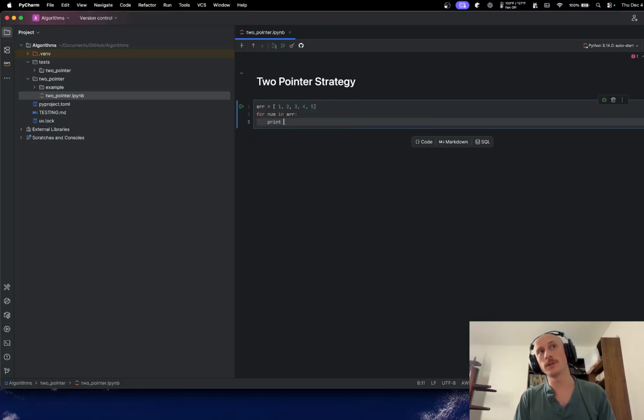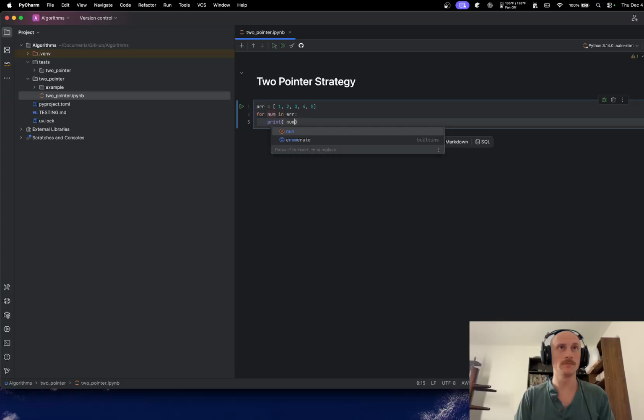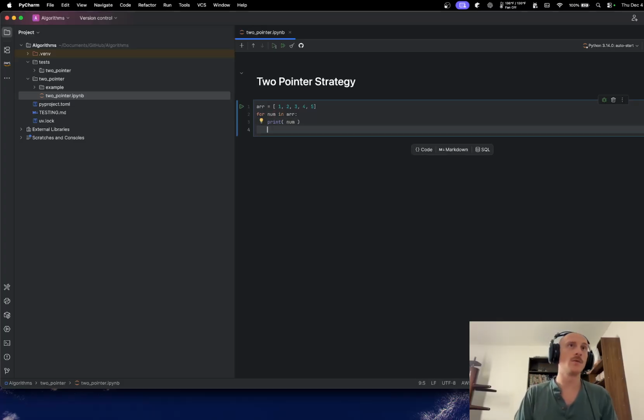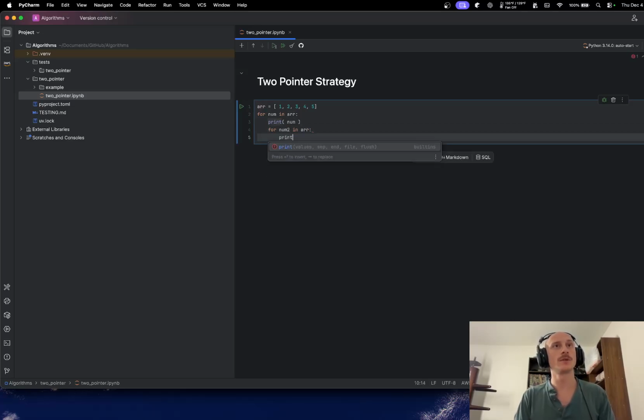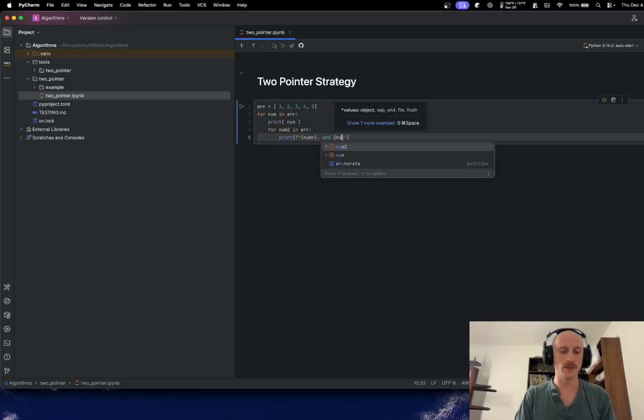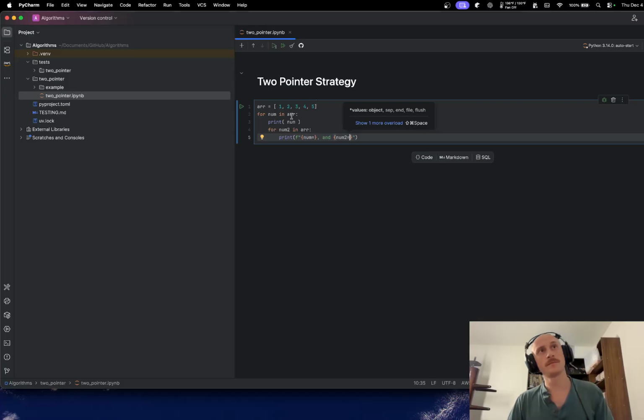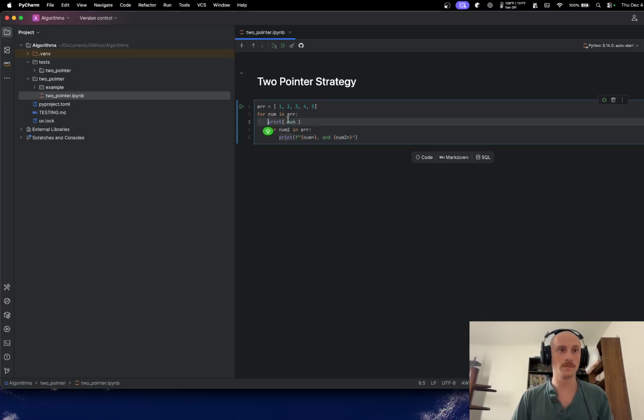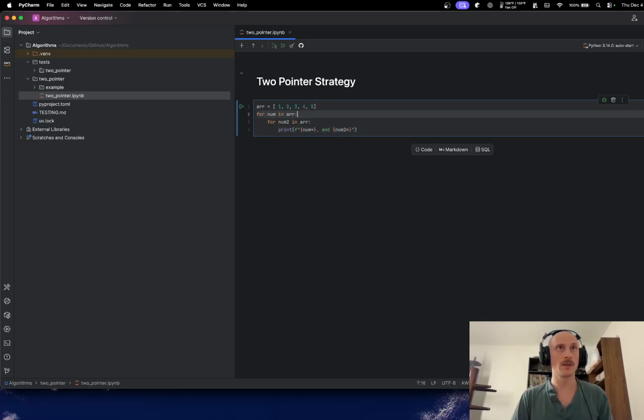We'll go ahead and print num. And then we will say for num2 in array, print an f-string, and we'll say num equals, and num2 equals. Go ahead and get rid of this other one. We'll go ahead and let that run.